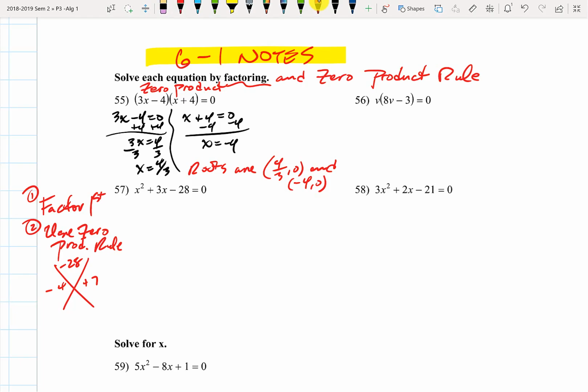Oh, I put the wrong number down. This is supposed to be 3. Okay, 7 minus 4 is 3. Yeah, I knew it was factorable. So negative 4 times 7 is negative 28, and 7 plus negative 4 is 3. So factor. Okay, so here we go.